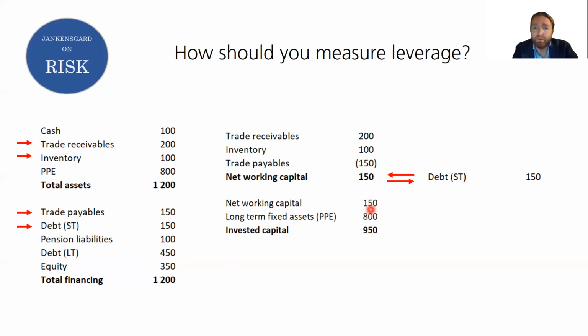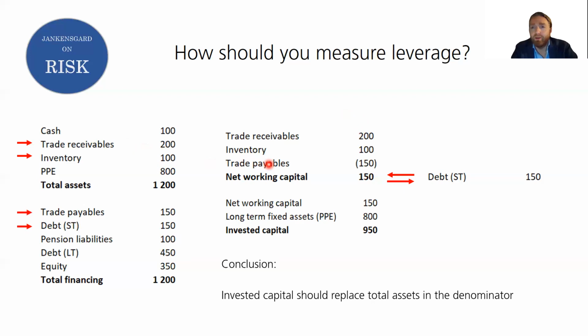because everything else is covered by operating liabilities. So a portion of the working capital here is financed by trade payables. So that doesn't introduce a financing need, and we leave that out of this definition of invested capital. So invested capital should then replace total assets in the denominator. That's the only thing that requires external financing, and the use of borrowed money to enhance investment returns is basically only relevant in that context.